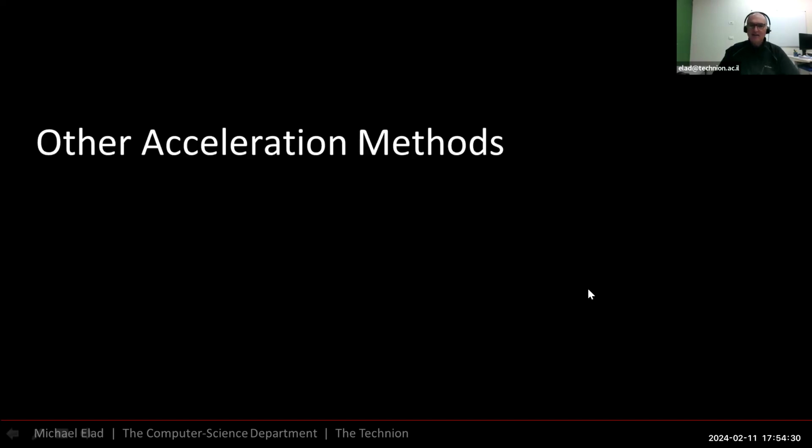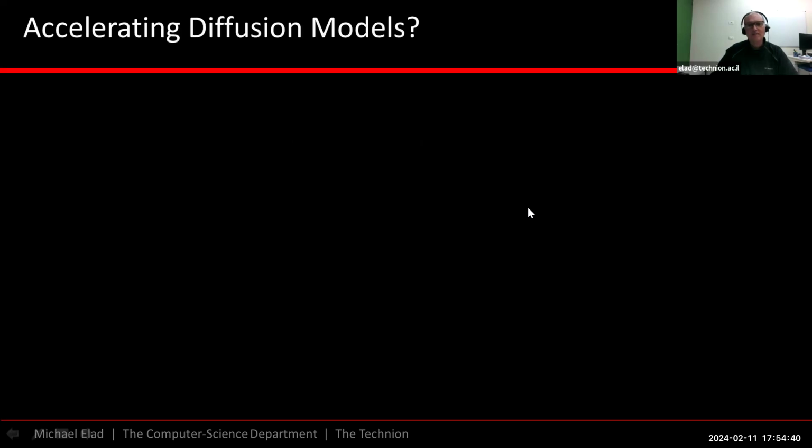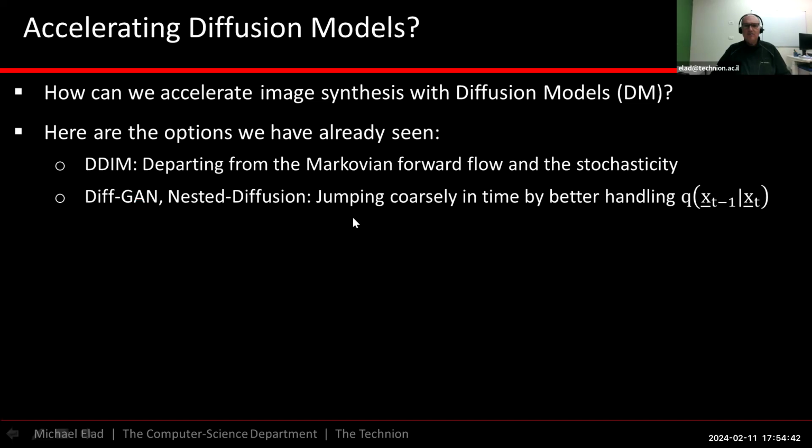This is where I stop with nested, and I'll move to the last topic of today's lecture, covering several other acceleration techniques. And with this, we will finish. Okay. So what we have seen so far is the DDIM, which removed the Markovian nature of the forward process and removed the stochasticity and turned into a deterministic algorithm. It was sufficient to move to something that is working faster. We saw Diff GAN and we saw nested diffusion. Both of them basically sample X0 smarter. And because of that, they better handle this conditional that goes reversely.